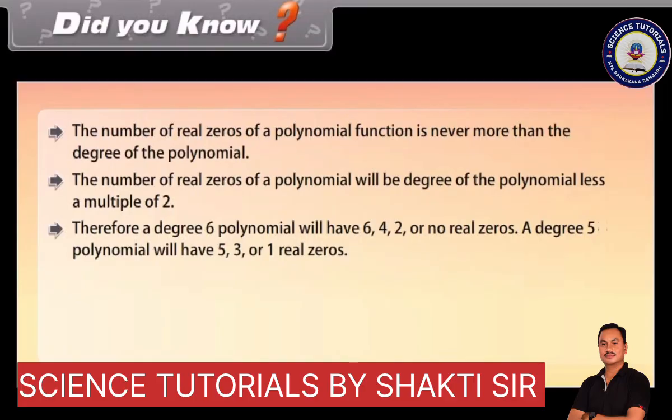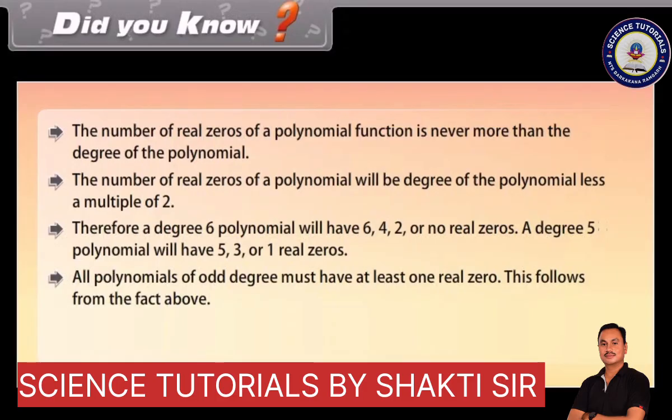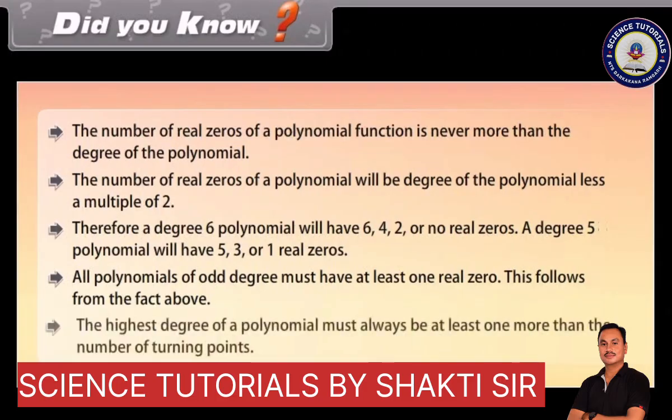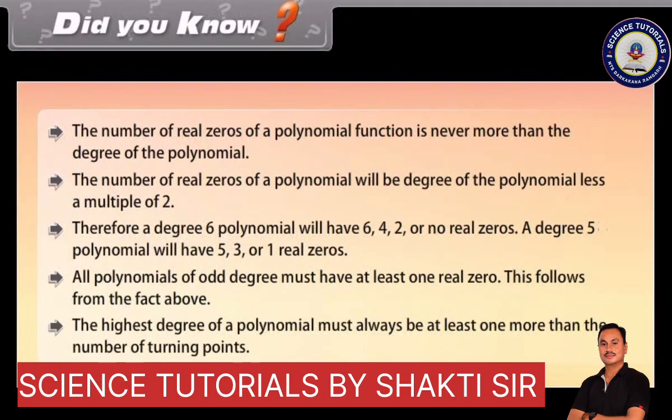A degree 5 polynomial will have 5, 3, or 1 real zeros. All polynomials of odd degree must have at least one real zero. This follows from the fact above. The degree of a polynomial must always be at least one more than the number of turning points.